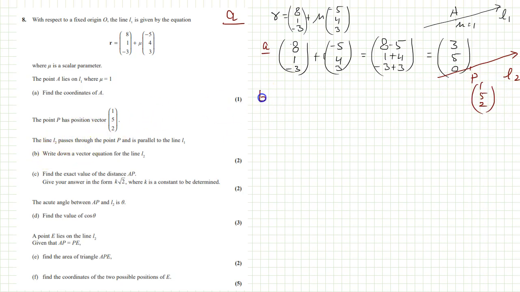Part B. Write the vector equation of line L2. So we have to find the vector equation of L2. So that will be r is equal to (1, 5, 2) plus lambda, direction vector is (-5, 4, 3).